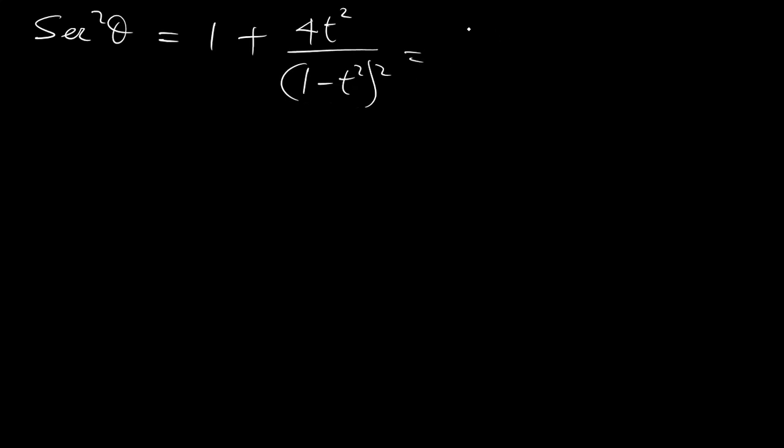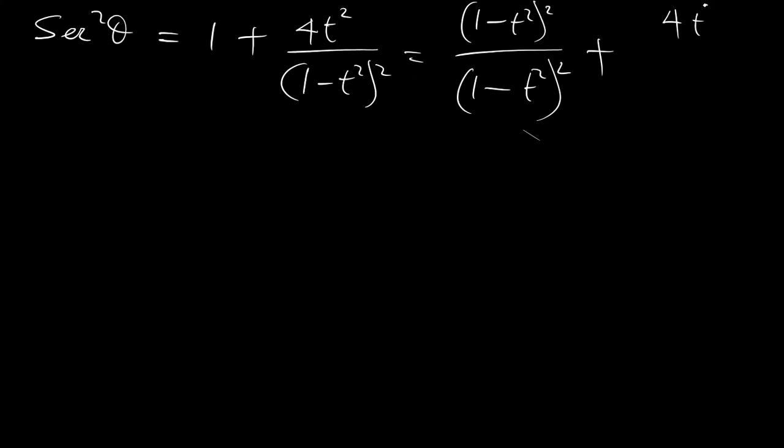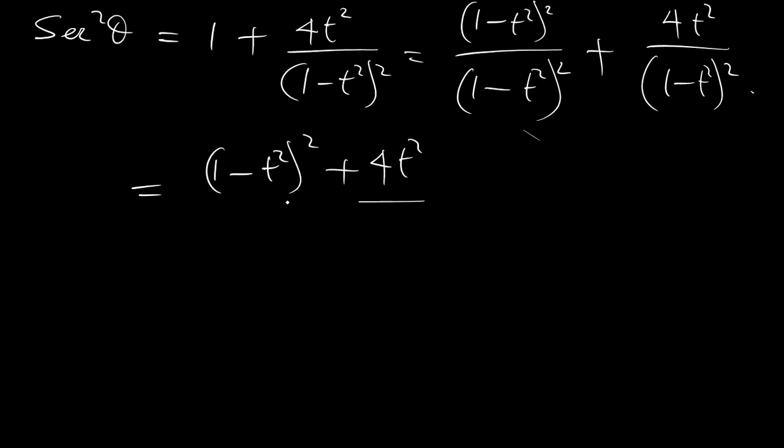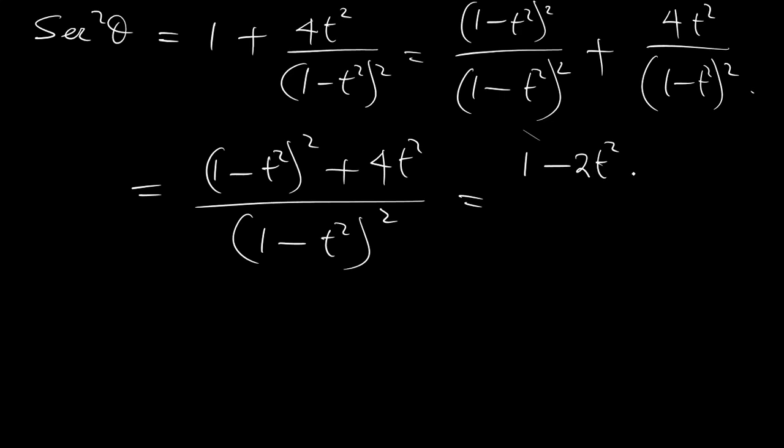Now I want the denominators to be the same. So what I will do is say 1 minus t squared all squared divided by 1 minus t squared all squared, plus 4t squared all over 1 minus t squared all squared. Since the denominators are the same, we add the numerators, which is 1 minus t squared all squared plus 4t squared, all over 1 minus t squared all squared. Now, if we expand this expression, you have 1 minus 2t squared plus t raised to power 4, then plus 4t squared, all over 1 minus t squared all squared.